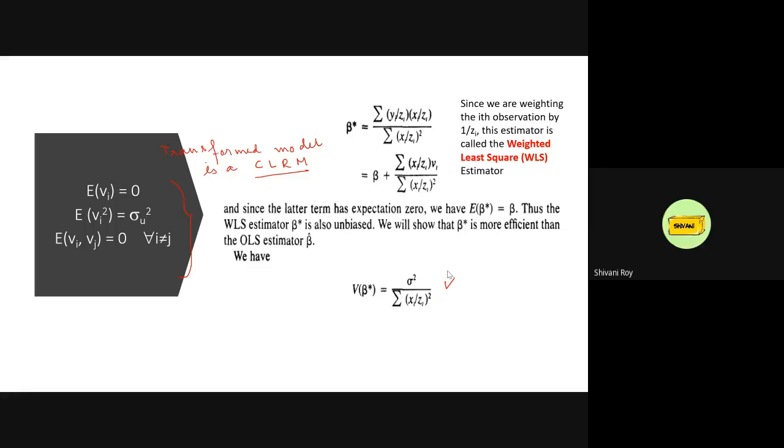Are you understanding it's a classical error and therefore variance of beta star will take this formula? Yes, ma'am. Others, you are understanding the matter? Yes, miss. Yes, ma'am. Okay.